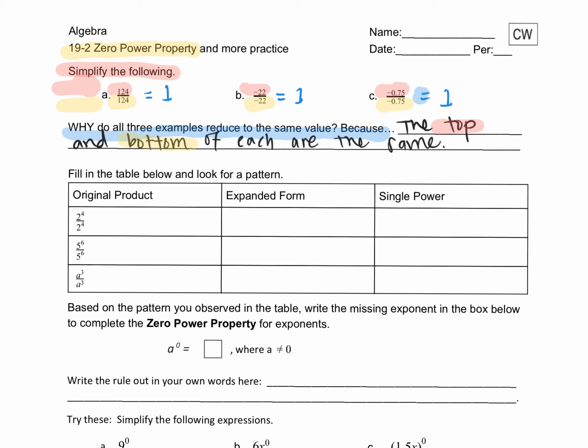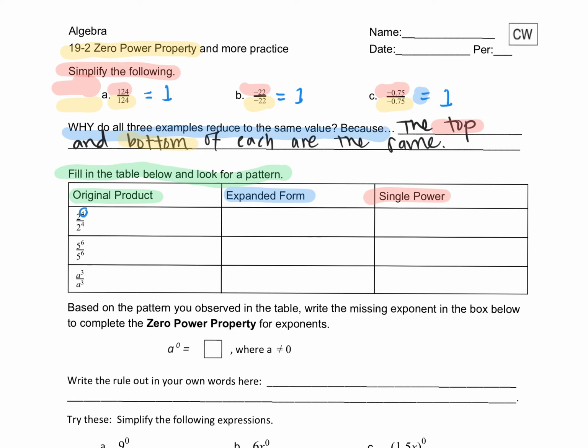All right, let's go ahead and fill in this table to look for a pattern. Fill in the table below and look for a pattern. So this column, we have the original product. This middle column, we have the expanded form. And this last one, we have the single power. So let's look at the first one.